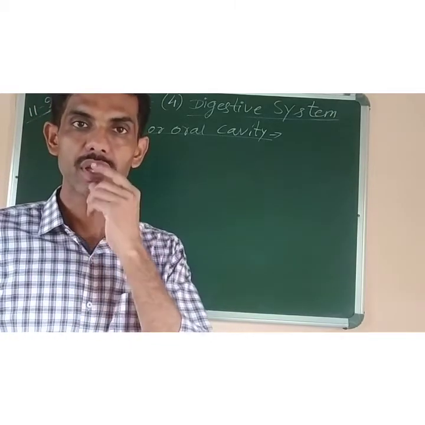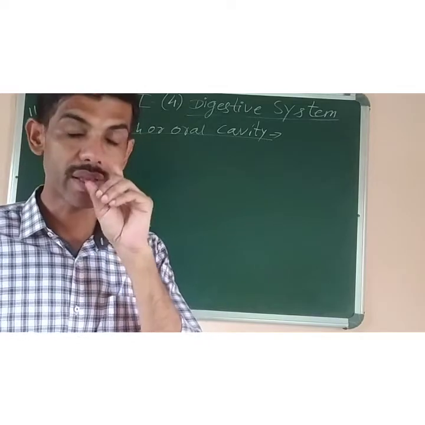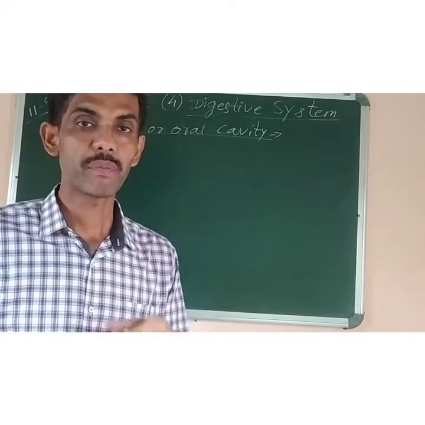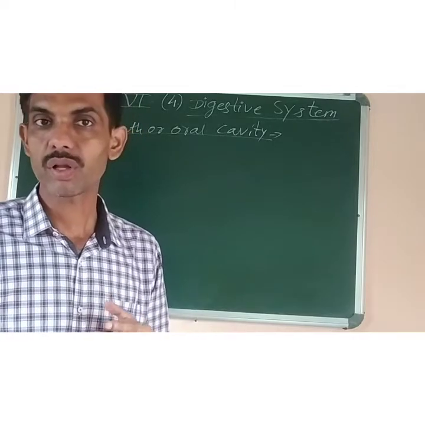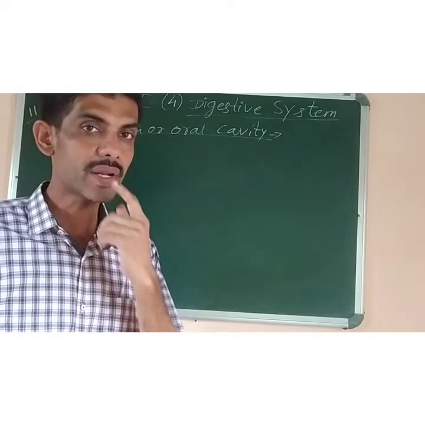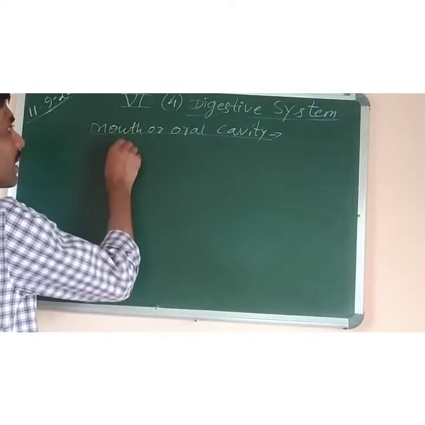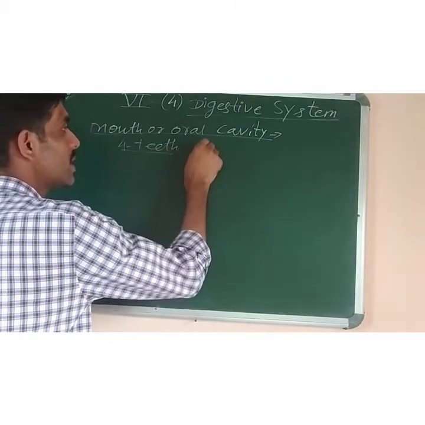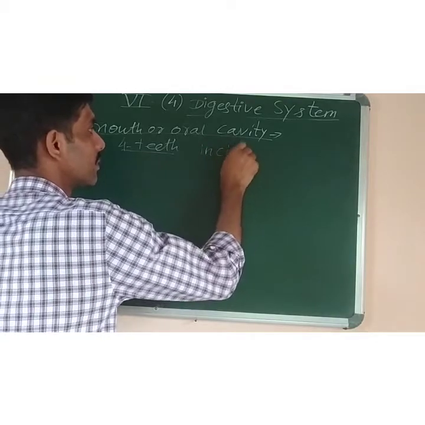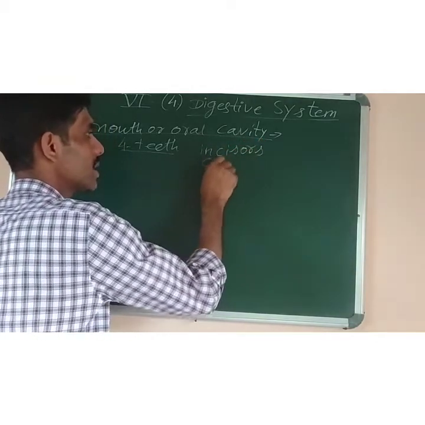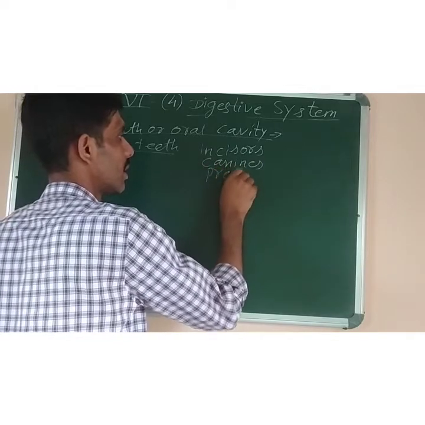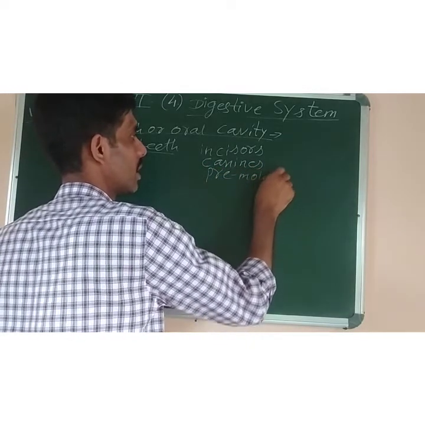The mouth is closed by the upper and lower lips. It contains a tongue for the mixing of food. The mouth also contains different types of teeth. Four different types of teeth are there. Okay, what are the names? You have already studied: incisors, canines, premolars and molars.